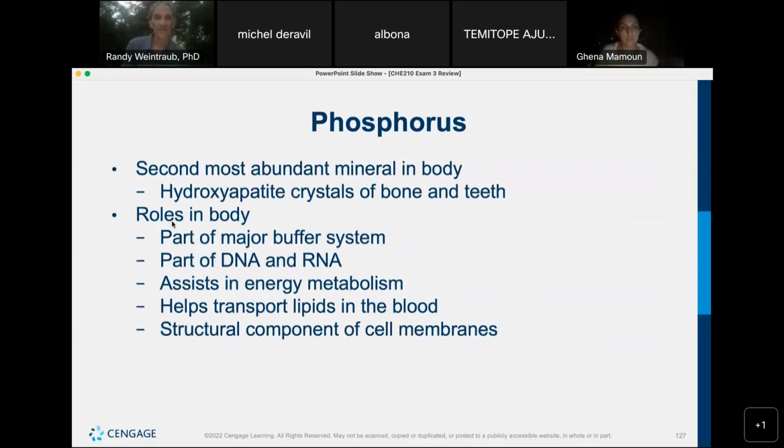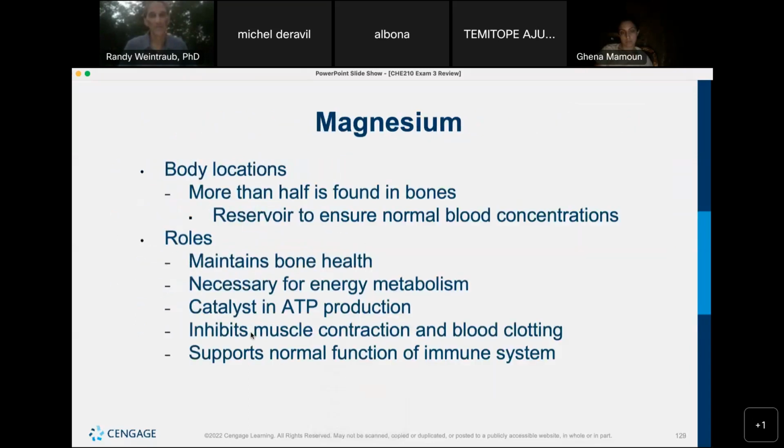Phosphorus, second most abundant mineral in the body. It's important in bones. A buffer system can maintain pH in the body. It's an important part of many important molecules such as DNA and RNA and ATP, our energy currency. So it's just an energy. Magnesium, also teeth and bones. It's involved in proper energy production.